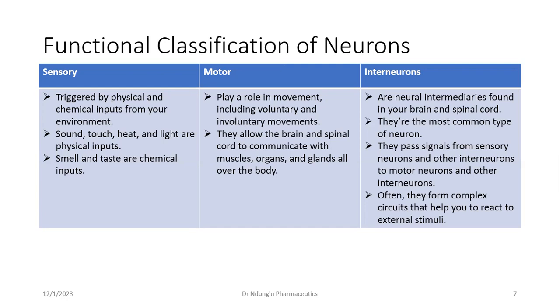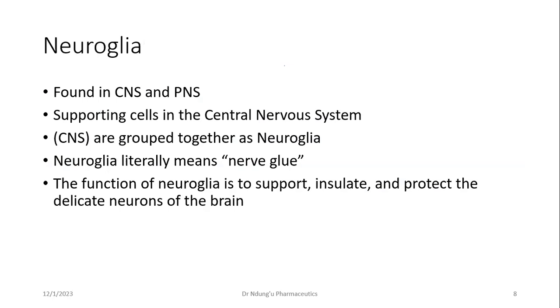Then interneurons are neutral intermediaries found in your brain and spinal cord. They are the most common type of neuron. They pass signals from sensory neurons and other interneurons to the motor neurons and other interneurons. So these interneurons are found between the sensory and motor neurons. Their function is to transmit the information. Often they form complex circuits that help to react to external stimuli.